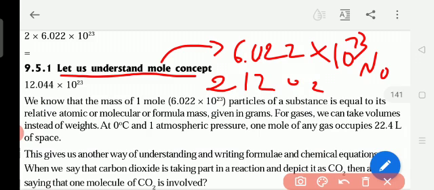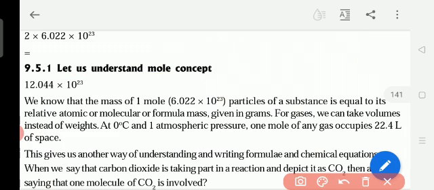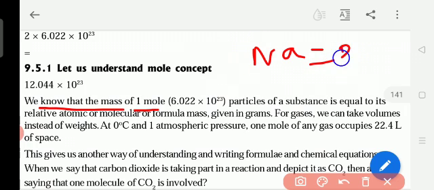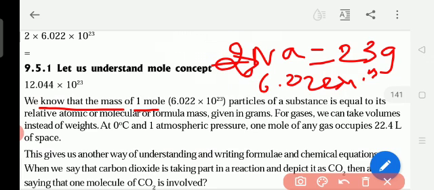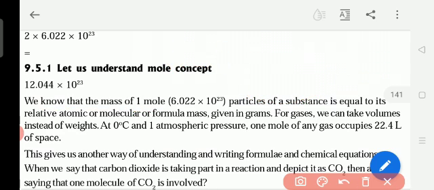Okay, so let us understand the mole concept. We know that mass of 1 mole, mass means weight. The sodium weight is how much? For example, 23 grams. So now the mass of 1 mole of sodium will be how much? 6.022 into 10 to the power of 23. And 2 moles of sodium, how will it be? It will be doubled. Only the 6 will be doubled: 12.044 into 10 to the power of 23.